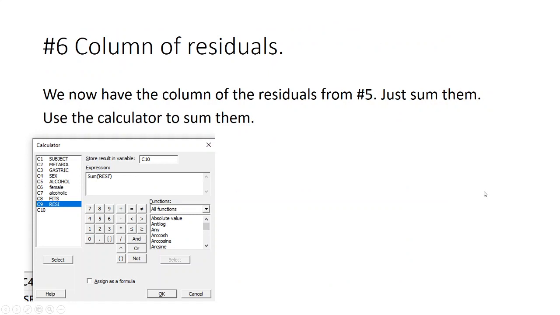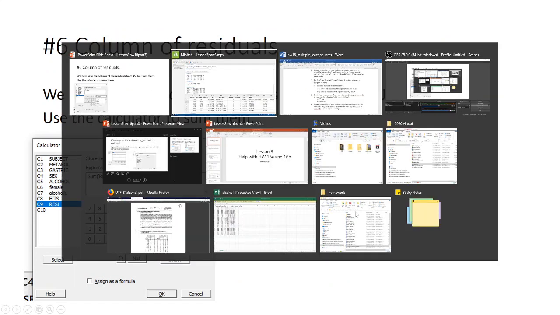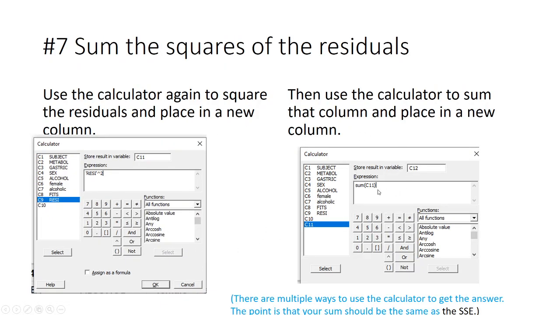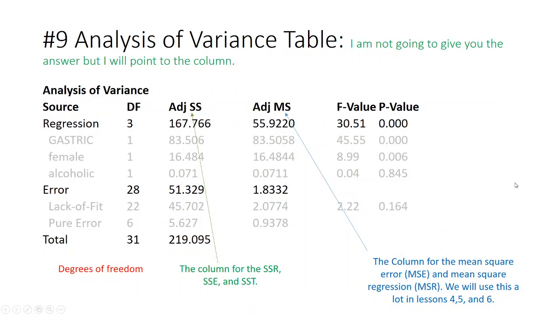And then number 6 asks us to sum the residuals. I can go to the calculator and sum these up, and then after I do that, I can square the residuals, sum those all up and make sure I store it in a new column. And there are multiple ways to do it. The point is that the sum should be equal to the sum of squares error, the SSE.